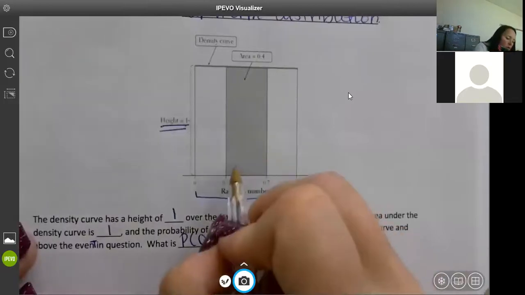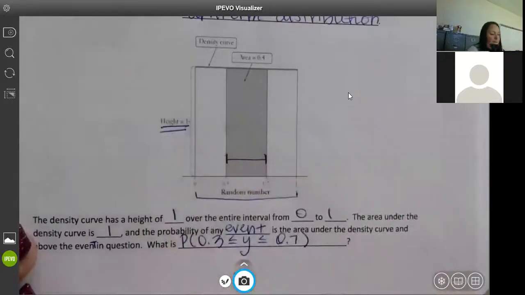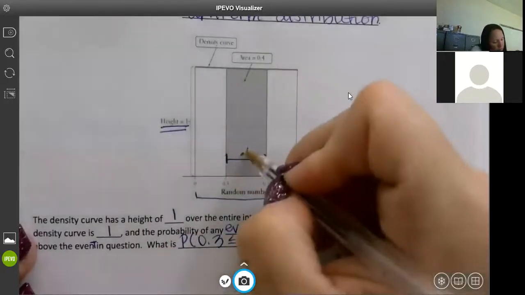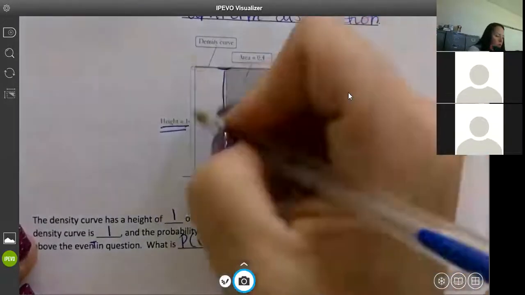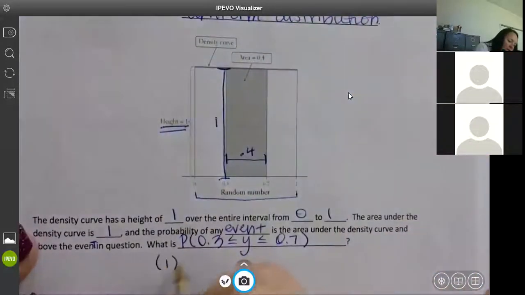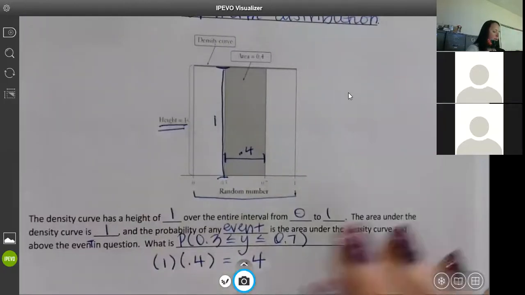So how long is the rectangle? What is the width? 0.4. What's the height? 1. So we do 1 times 0.4, which is 0.4. That's your probability of getting between a 0.3 and a 0.7. That's using the density curve. There are other ways to do this, and we'll do it in a minute.